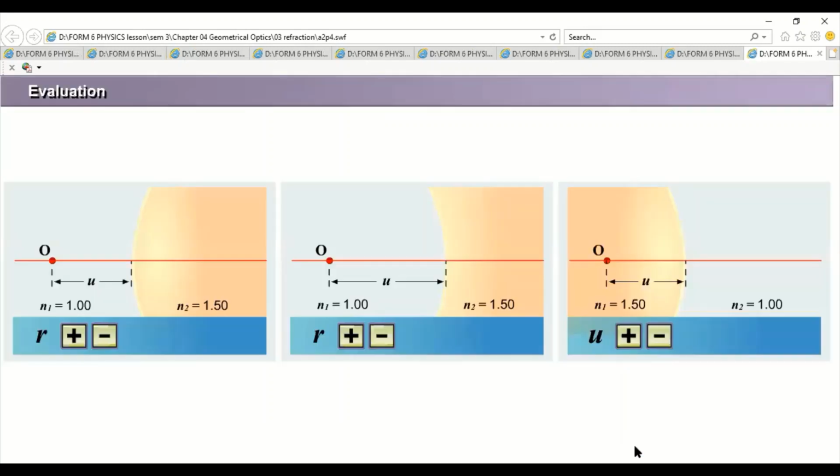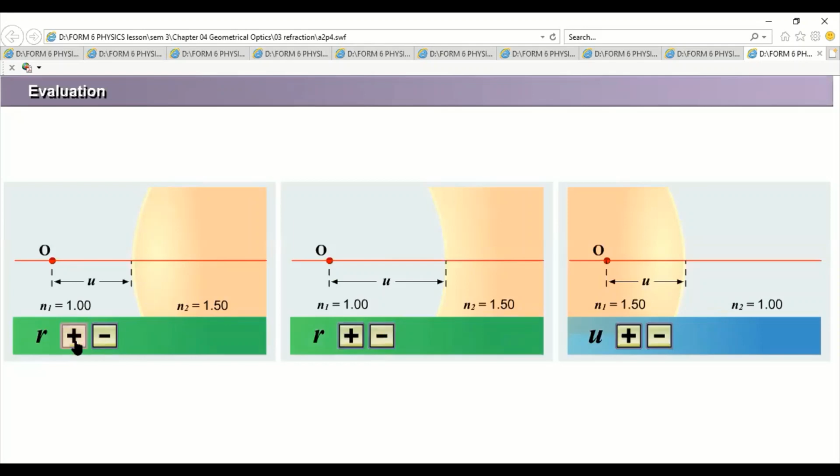Now we look at the three examples. For the curved surface, this surface is considered a convex surface because the object is in front. Convex surface, that means R is positive. This is the concave surface, where the object is in front, concave surface, so R will be negative.